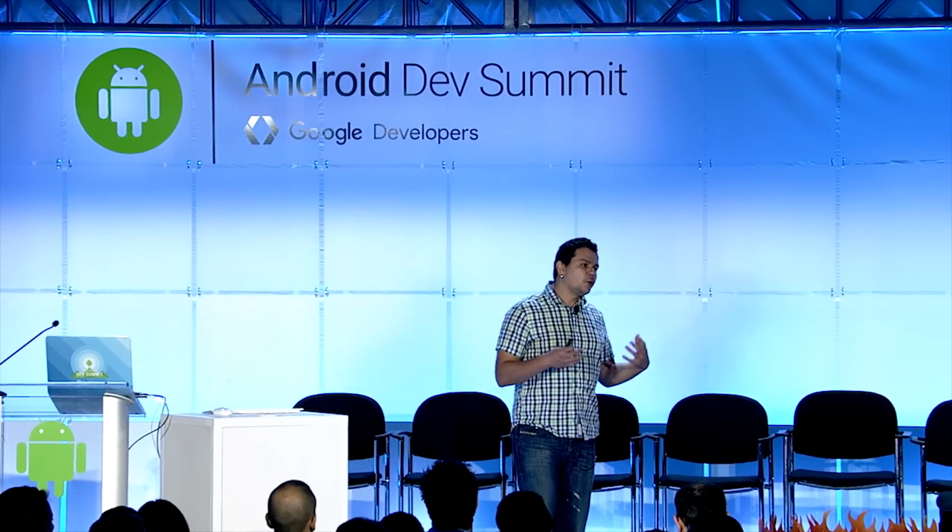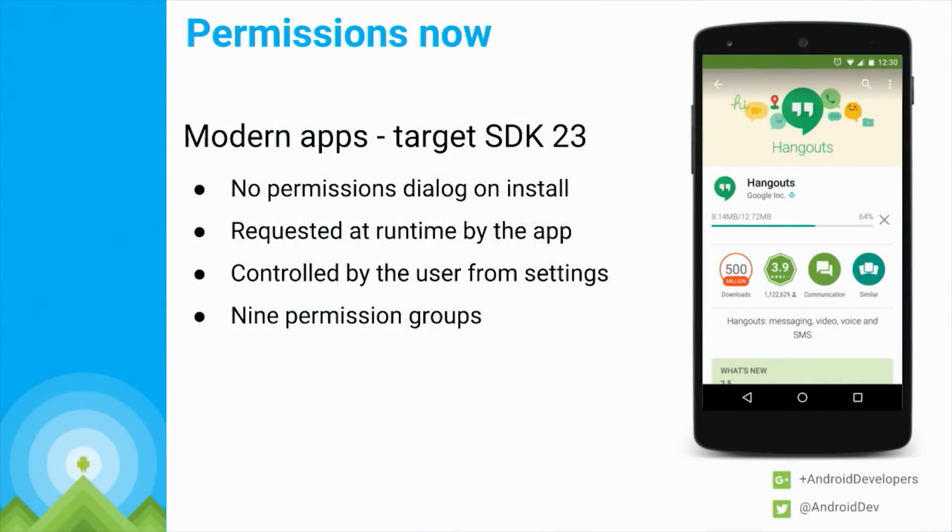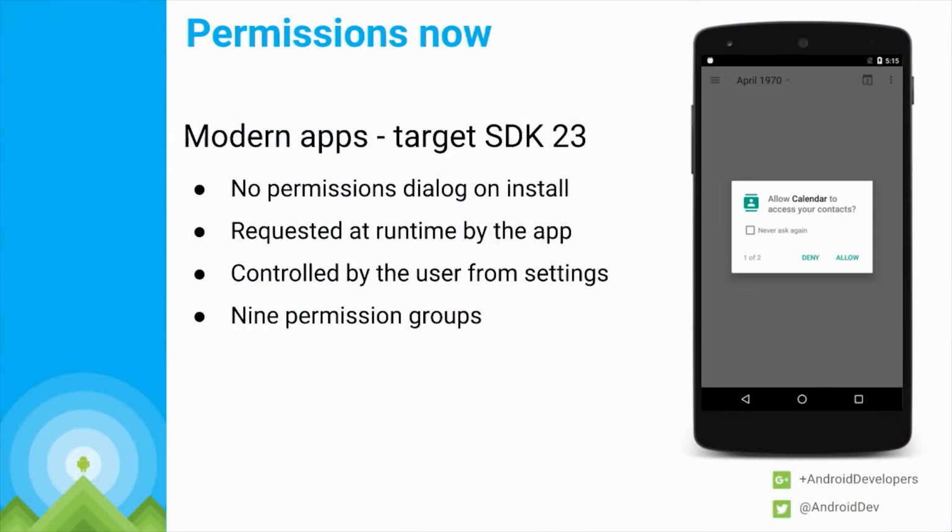So all the permissions are runtime. So there is no permission UI when you install the app. If you go to the Play Store, you find your application, you see the install button, then you click install, and the installation starts right away. You don't see any UI, any dialogues for permissions, and you can open the app. So what the app does is, when the application needs permissions, it requests them at runtime.